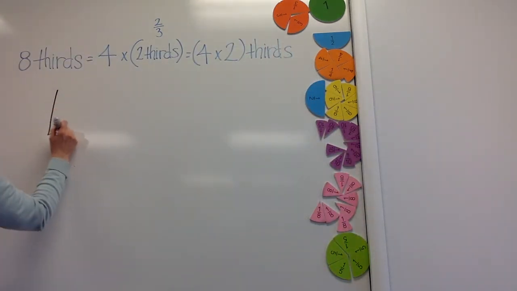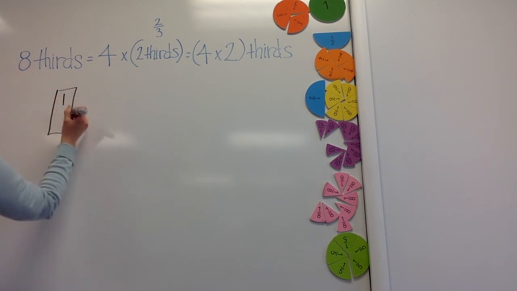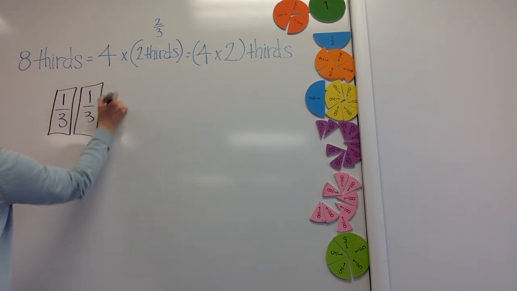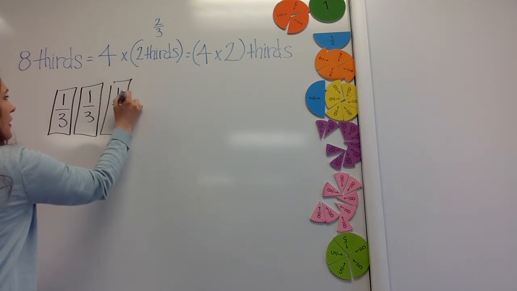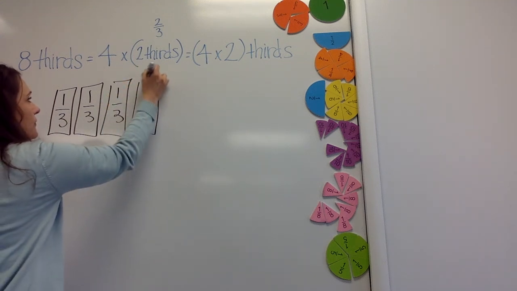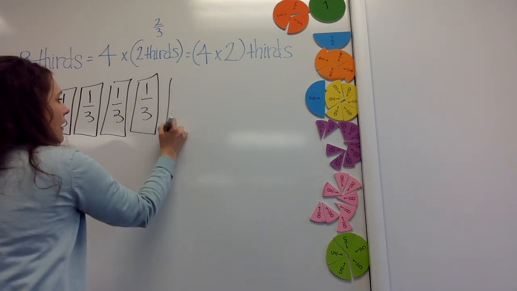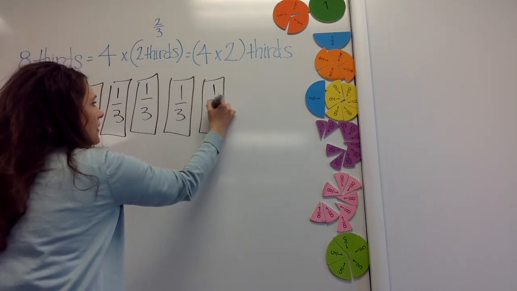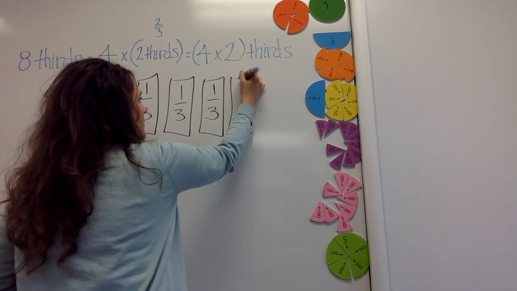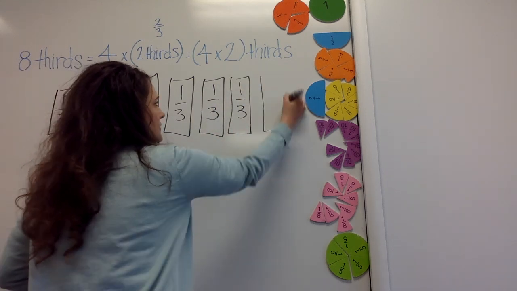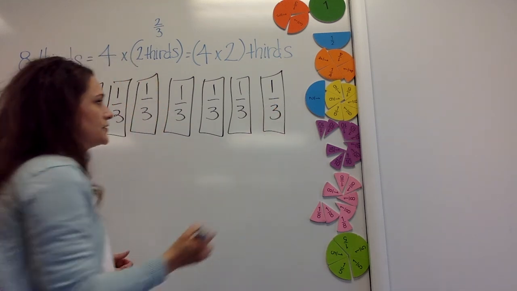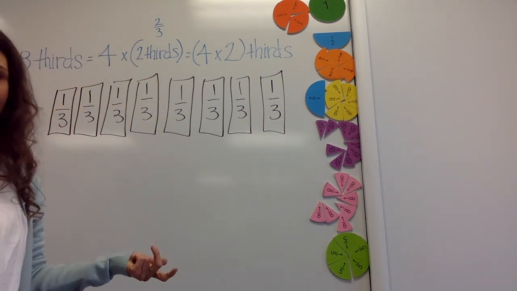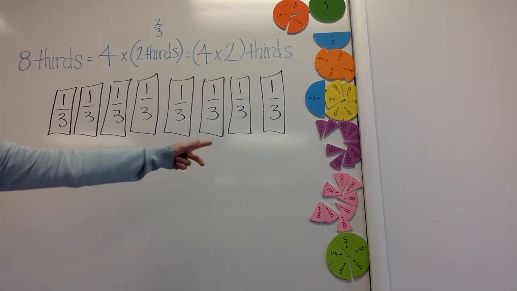We have 1 of these thirds, and 2, and 3, and 4. And 5, 6, 7, and 8. So here we have our 8/3. So our amount that we have is 1/3, and how many do we have of them? We have 8 of them.